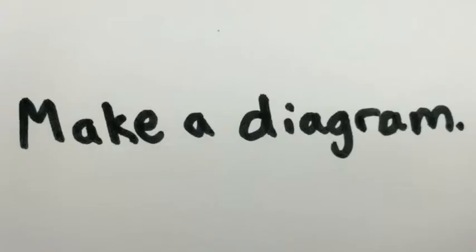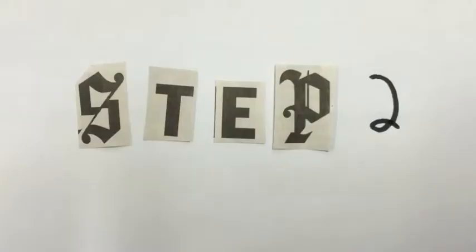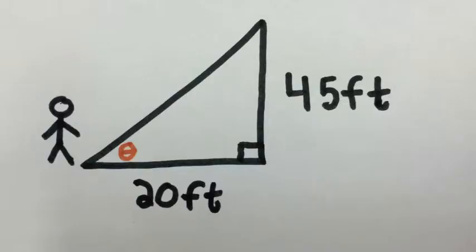Step 1. Make a diagram. Make a right triangle with you standing away from the building. Step 2. Now, read through the problem carefully and find the important information. We know we are 20 feet away from a 45-foot tall building, and we're finding the angle of elevation. Now add this information to the diagram.